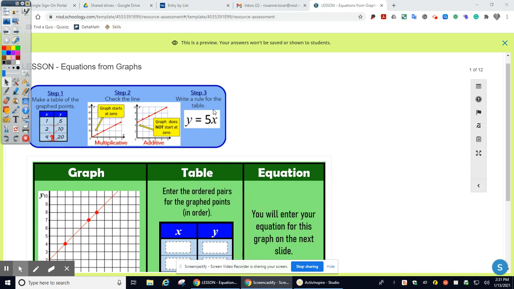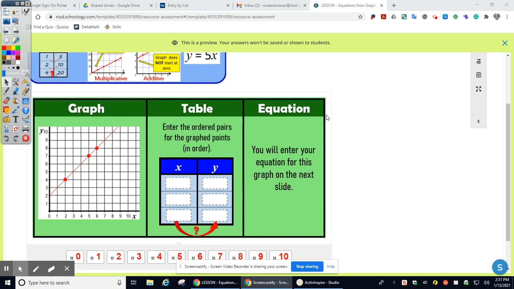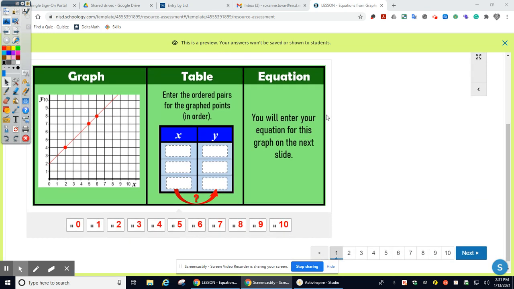And then we're going to write a rule given a table. Remember, it's really important when you're writing your rule that y goes to the left of your equal sign and x goes to the right of your equal sign. All right, so let's go ahead and get into this.